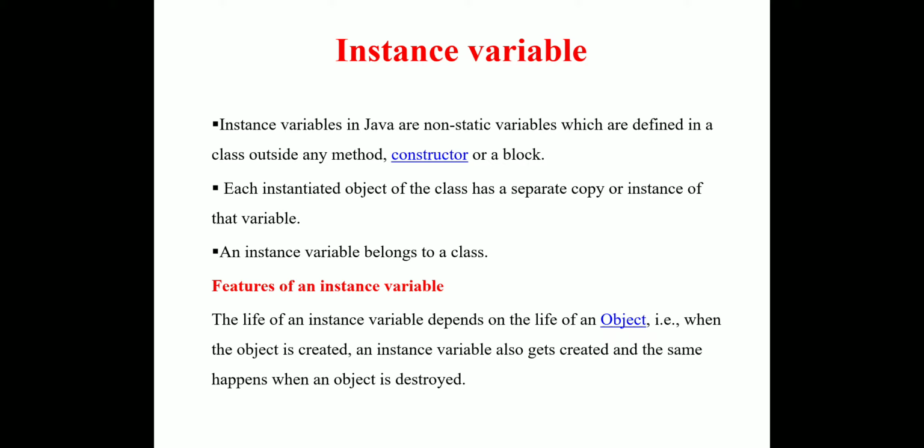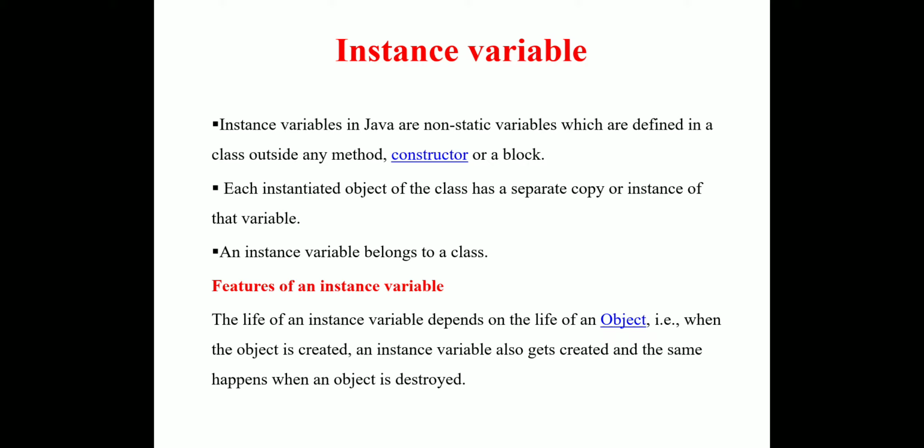It means when we create an object, that automatically creates an instance variable for that object. An instance variable belongs to a class. The instance variable always belongs to a class. Then we'll see what are all the features of instance variables.